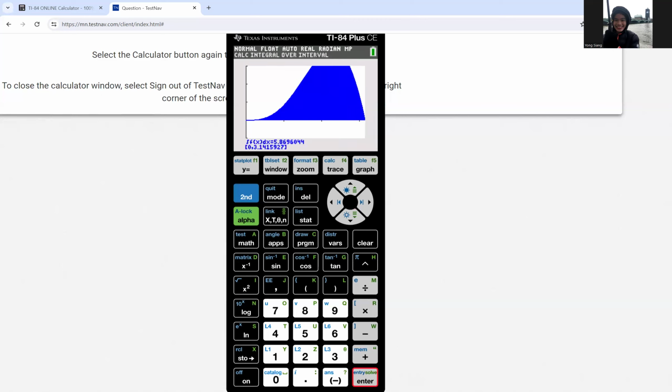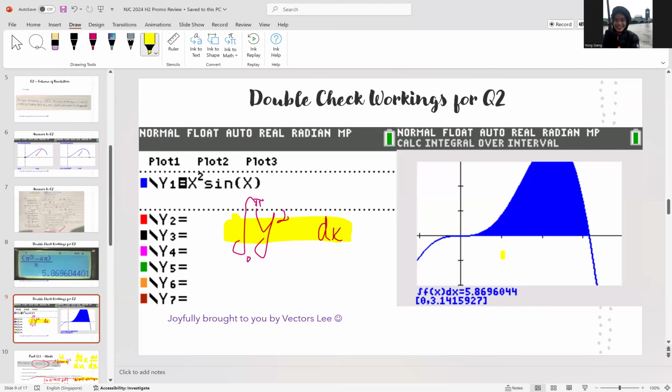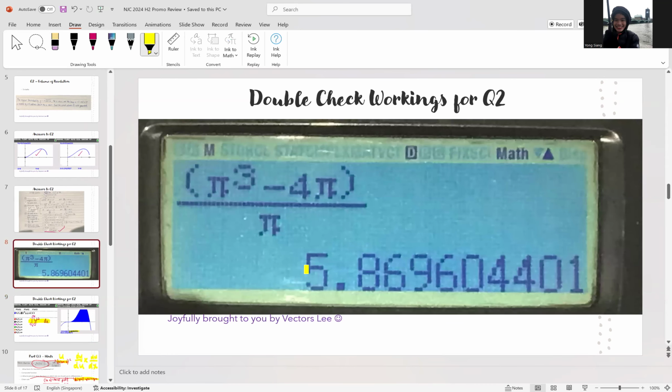And you see now it integrates it for you, and it shows that this is actually 5.869604, for whatever string of decimals that may be. I don't care, because what I care about is whether this definite integral corresponds to the value in my calculator over here. If it corresponds, then my answer is correct, because all I need to do is multiply by pi when finding the volume of revolution. That is the reason why I integrate the definite integral of y squared with respect to x into the GC, and not, I say it again, not y. It has to be y squared.